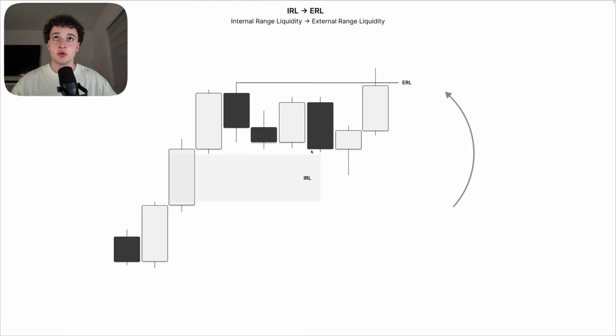In this example, we're going to be covering IRL to ERL, which is a bit of a continuation context. Well, it's not a bit, it is continuation framework. As we see, price comes here and retraces into this internal range liquidity, which is this fair value gap. And then we see we expand away from it, right? Pairing liquidity once again, taking this external range liquidity or that external range high.